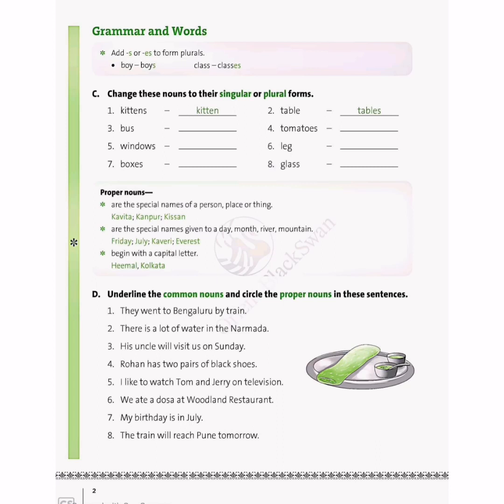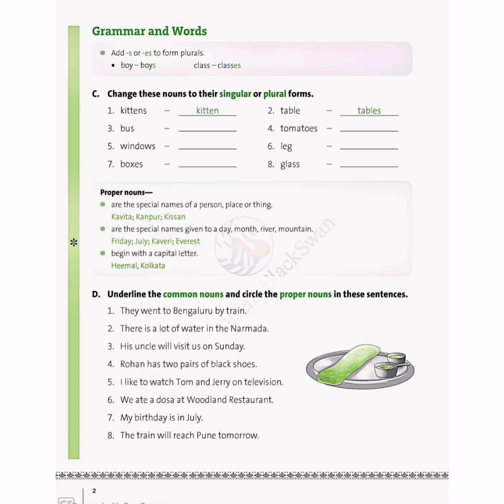Now we will do exercise number C, where we have to form the singular and plural forms of the given nouns. If singular is given, we will make the plural of it, and if plural is given, we will change it into the singular form. Now first one is kittens. Kittens has s, so it is a plural noun, so we will make a singular of it and it will be kitten.